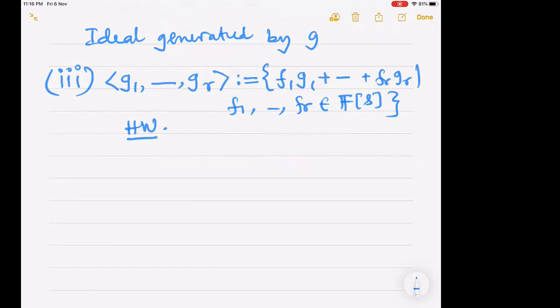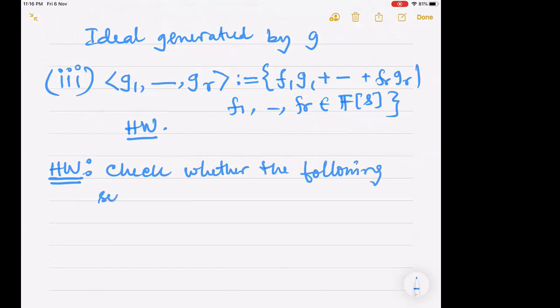You can do some further homeworks, like for example, check whether the following sets are ideals or not.